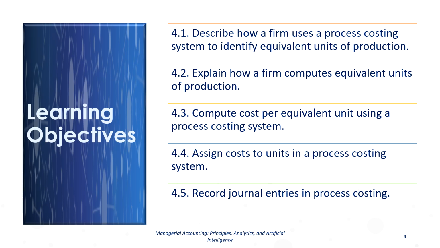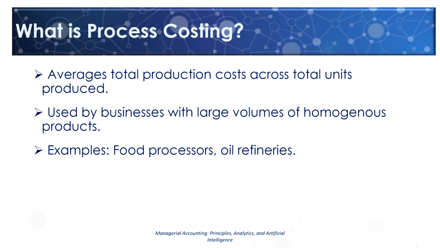Now let's review the learning objectives for Chapter 4. By the end of this chapter, you should be able to describe how a firm uses process costing to identify the equivalent units of production. Explain how a firm computes equivalent units of production. Explain how a firm computes the cost per equivalent unit of production. Identify how a firm assigns costs to units in a process costing system, and record the journal entries associated with process costing.